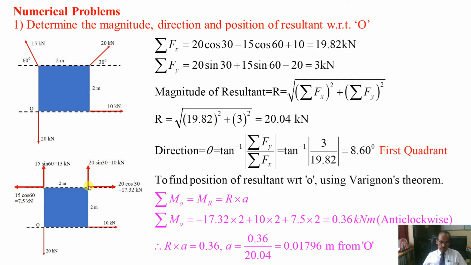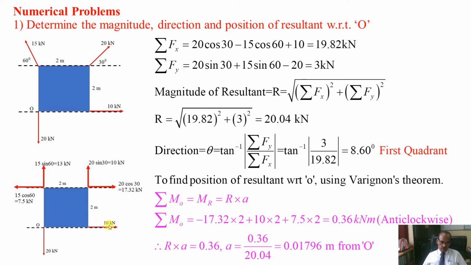So this vertical component, how will it produce the moment about point O? It will produce it anti-clockwise. That's why plus 10 into the perpendicular distance, which is 2, plus this 7.5 horizontal component. How will it produce the moment? Sorry, 7.5 will produce anti-clockwise. So plus 7.5 into 2.